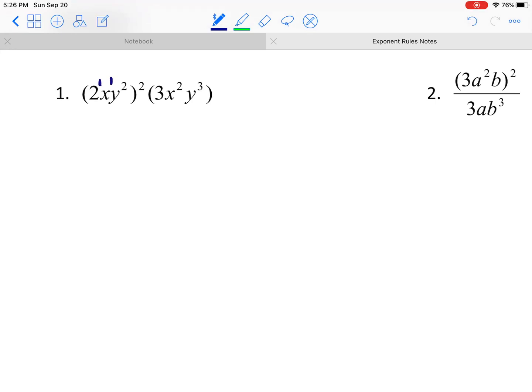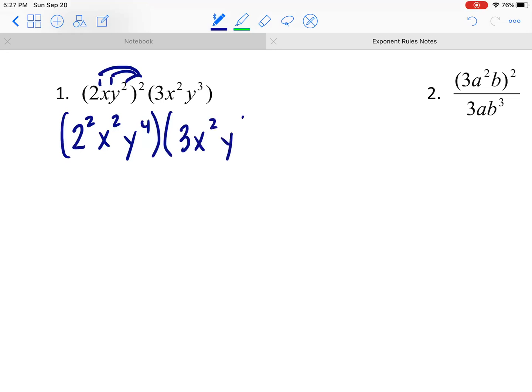So the power rule says multiply all of my exponents. So all of these are going to be multiplied by 2. So that's going to give me a 2 squared, an x squared, and a y to the 4th. And so that's my first set of parentheses now. The second set I'm just going to bring down. So I'm just going to bring down 3x squared y cubed.